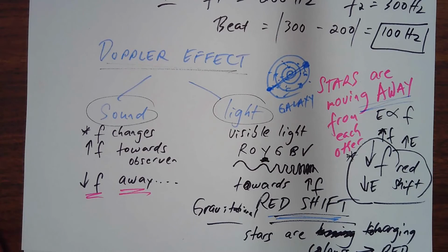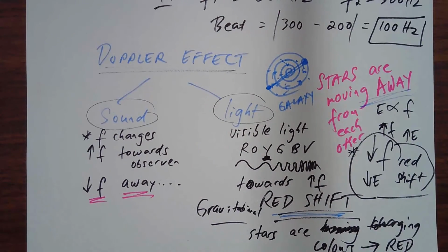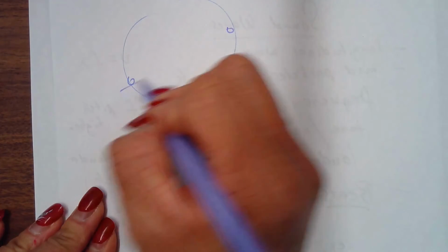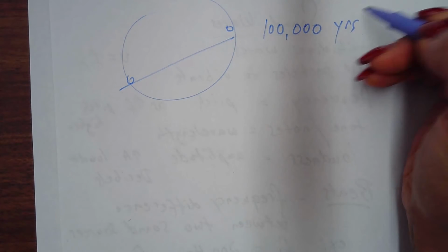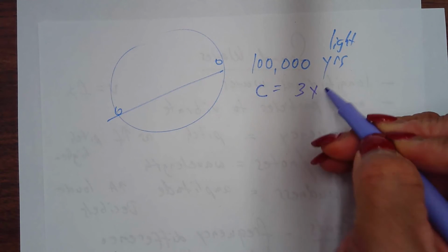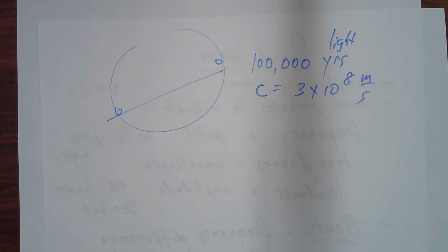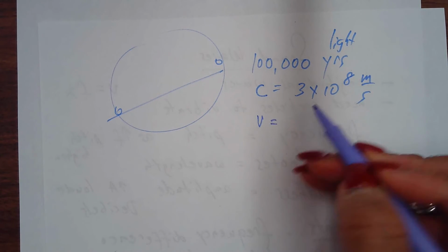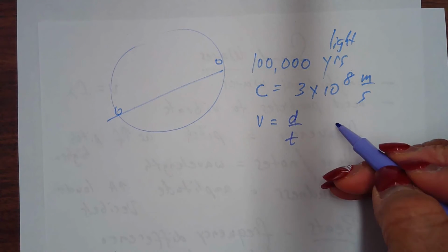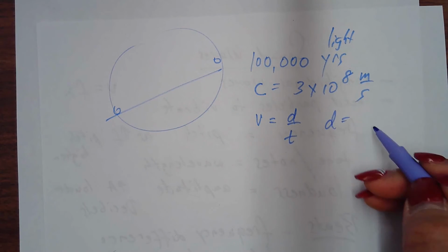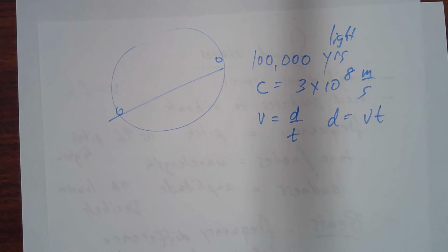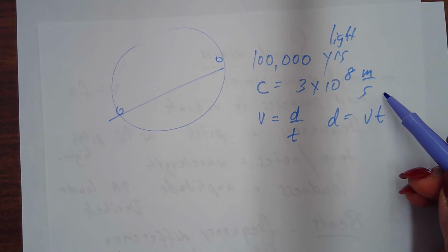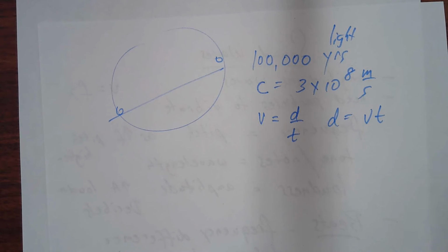So 100,000 years. Let's do a quick calculation. To go from end to end of our galaxy, it takes 100,000 years, so this is 100,000 light years, right? And what is the speed of light? 3 times 10 to the power of 8 meters per second. If we use v equals d over t, what is the actual distance? You have your v, which we know, and you know the time, which is in years. But the problem is the speed is in meters per second.